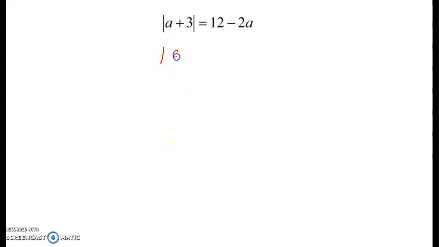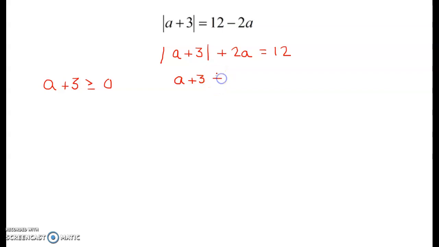So we're going to add 2A to both sides, and we get the absolute value of A plus 3 plus that 2A must equal 12. Now we've got to think about the fact that if A plus 3 is greater than or equal to 0, this is definitely a tricky one. If A plus 3 is greater than or equal to 0, then that means that when you take the absolute value of that quantity, it's going to come out to be a positive number or equal to 0.